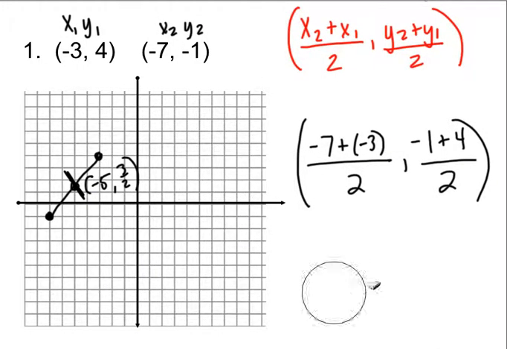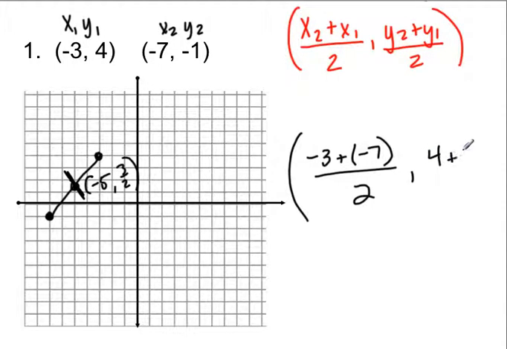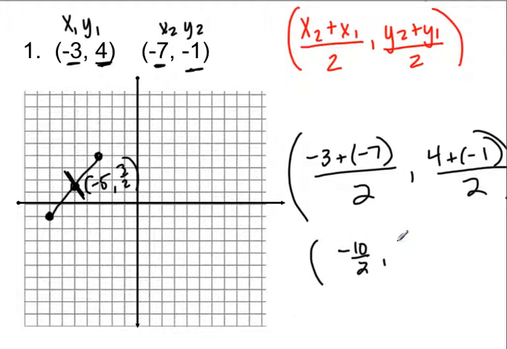This will work the other way. Like I told you before, if I did negative 3 plus a negative 7 over 2, and then 4 plus a negative 1 over 2, I still get the same result there. Oh, sorry, I put the wrong number here. Get the same result if you do it correctly. So this one, negative 3 and negative 7 go together, and then 4 and negative 1. So I would get negative 10 over 2, and then that would give me 3 over 2 again, which is the same thing.